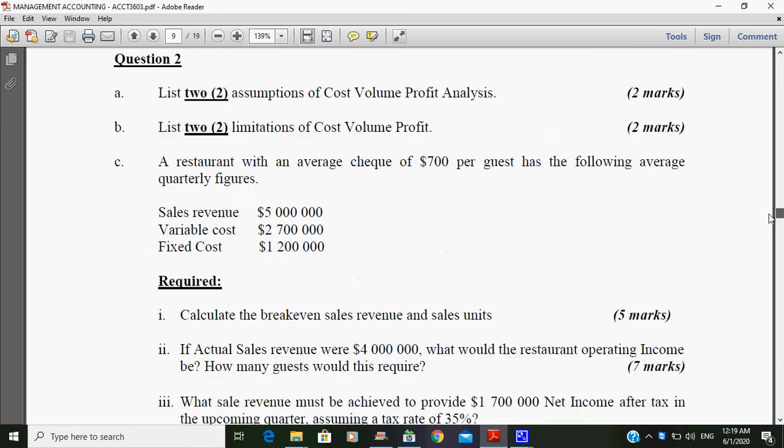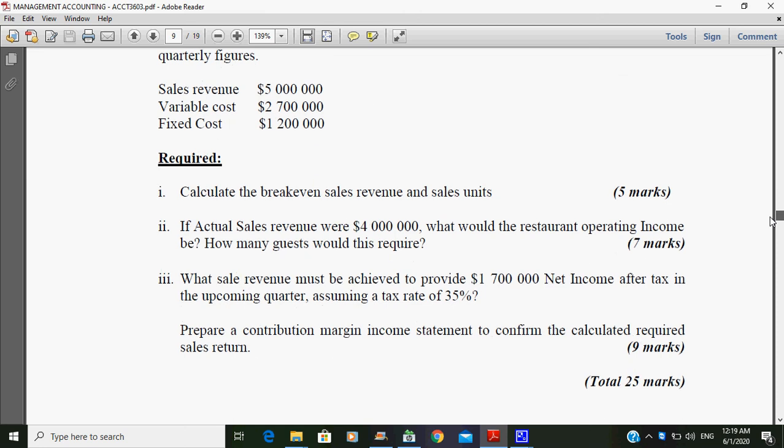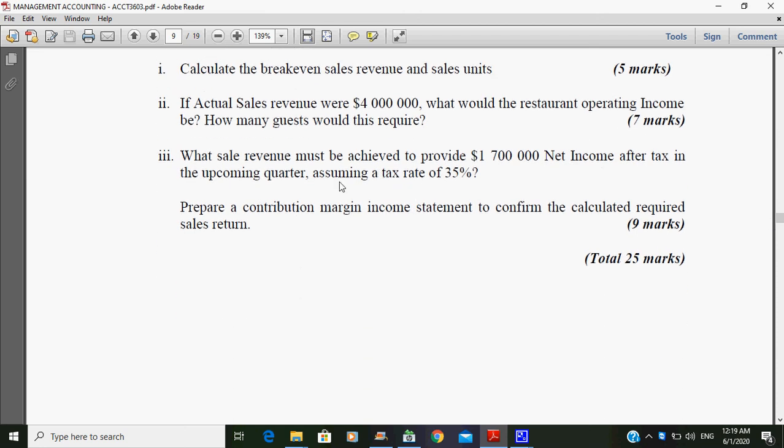Next part of the question now. What sales revenue must be achieved to provide 1,700,000 net income after tax in the upcoming quarter, assuming a tax rate of 35%? Prepare a contribution margin income statement to confirm the calculated required sales revenue. Let's look at this calculation now.